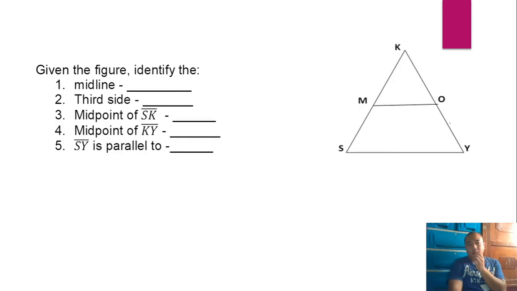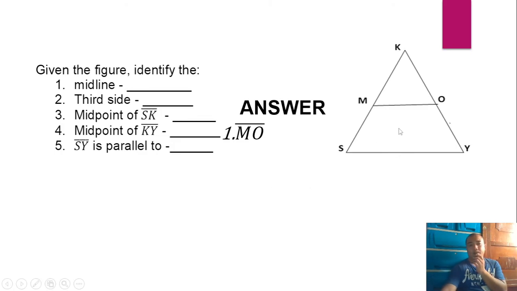Okay, given the figure, identify the following. Number 1, midline. So we have here the triangle KSY. What is the midline in the triangle KSY? Segment MO is the midline. And what is the third side of the triangle KSY? SY is the third side.